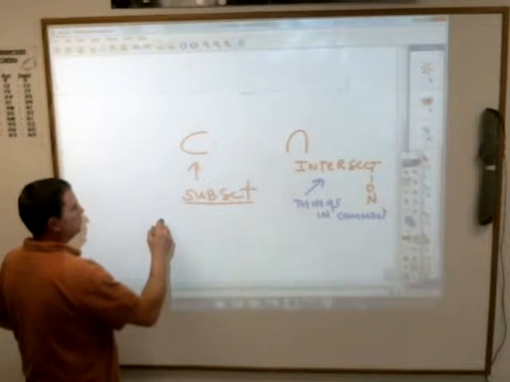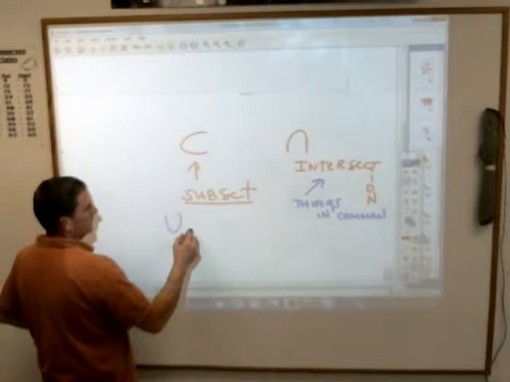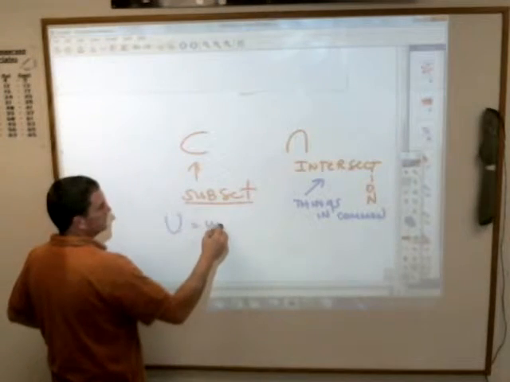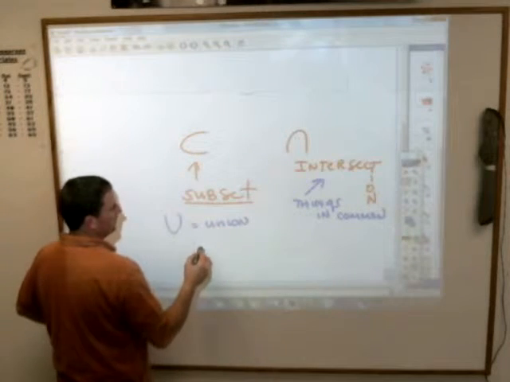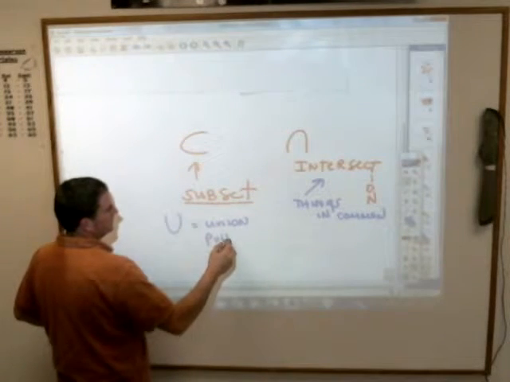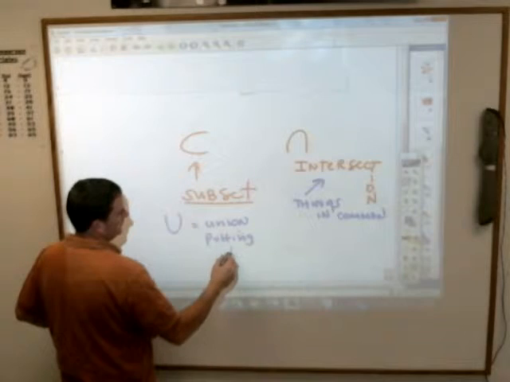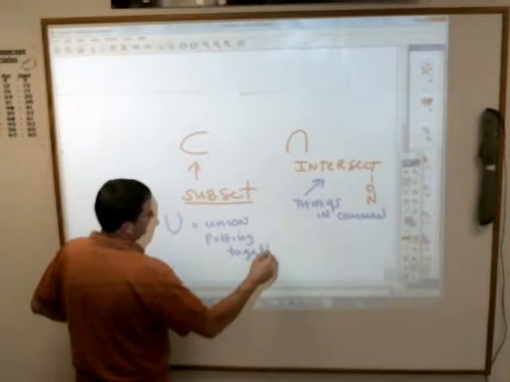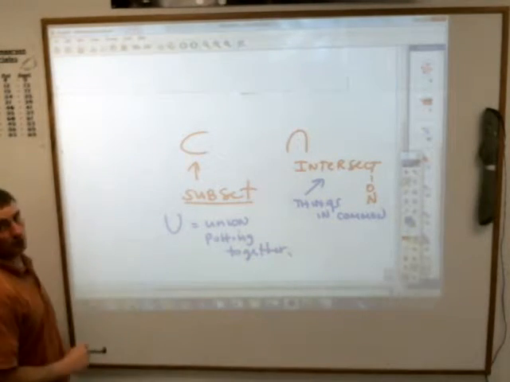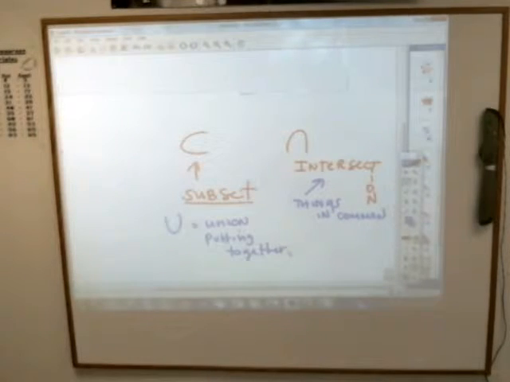And then a U like this is called a union. And that means putting together. And I'll try to explain it as best I can with what little time I have left here.